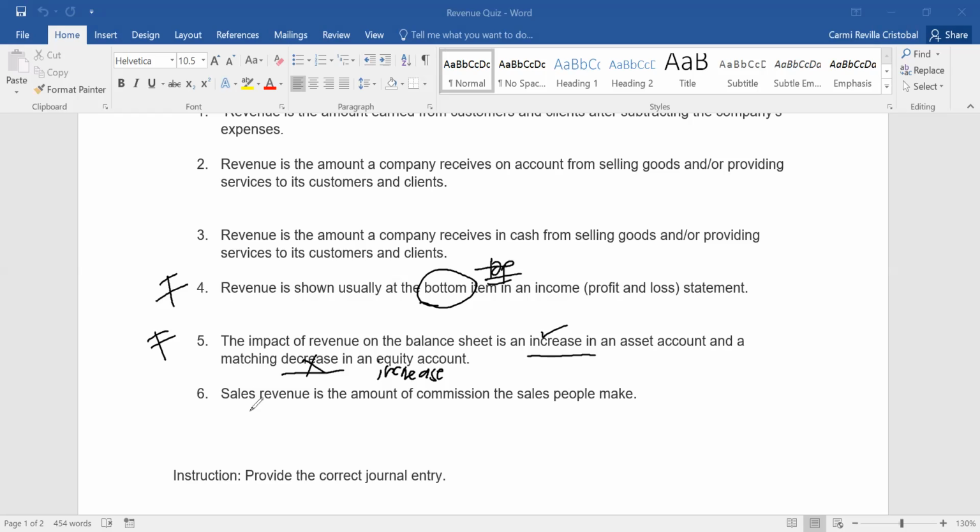Alright, number 6. Sales revenue is the amount of commission the sales people make. Is that your sales revenue? True or false? The answer is false. Bakit? Because the commission is actually an expense on your end. Okay? Being the company, nagbibigay ka ng commission sa mga sales mo, sa sales rep mo para they make money for the company. But that is actually an expense on your end. Okay. Very good, guys.